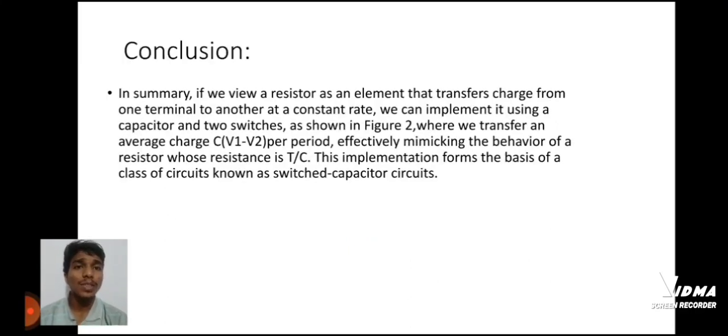Conclusion. In summary, we view a resistor as an element that transfers charge from one terminal to another at a constant rate. We can implement it using a capacitor and two switches as shown in Figure 2, where we transfer an average current of C times V1 minus V2 per period, efficiently mimicking the behavior of a resistor whose resistance is T by C. This implementation forms the basis of a class of circuits known as switched capacitor circuits.